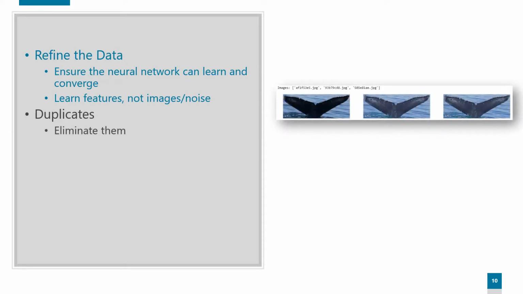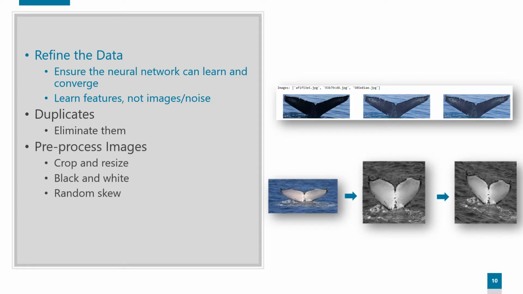First, the dataset had duplicate images, where multiple images were almost identical. To eliminate them, all images were converted to their perceptual hash values. Images with similar hash values were considered duplicates, and only one was kept. Next, the images were pre-processed. Based on a separate bounding box model, the images were cropped and resized. Since color was not essential for identifying patterns, the pictures were converted to black and white. Finally, a random skew was applied to help the network learn actual features.